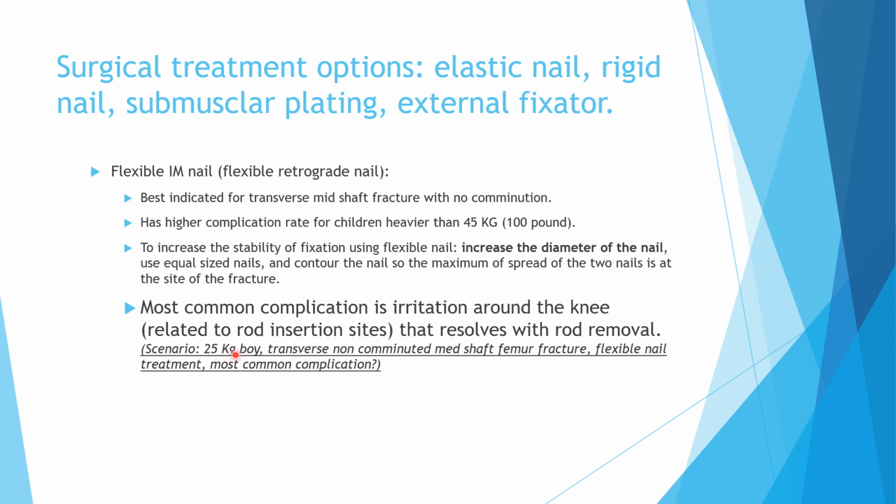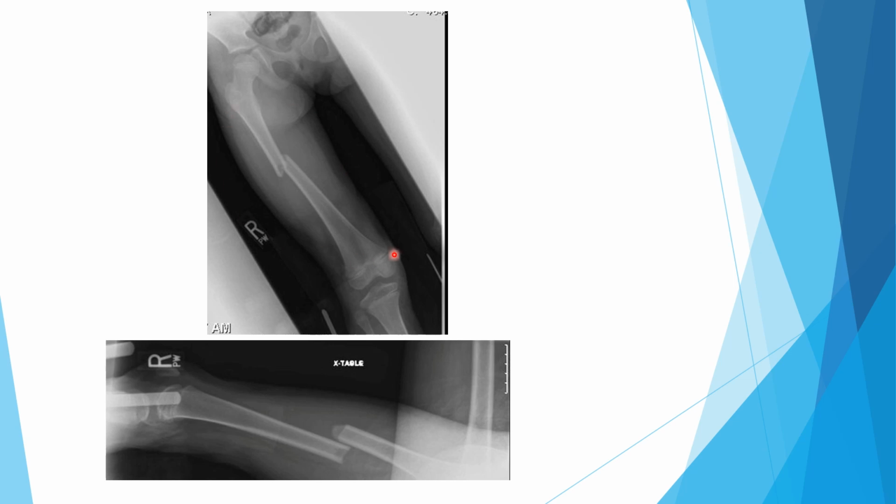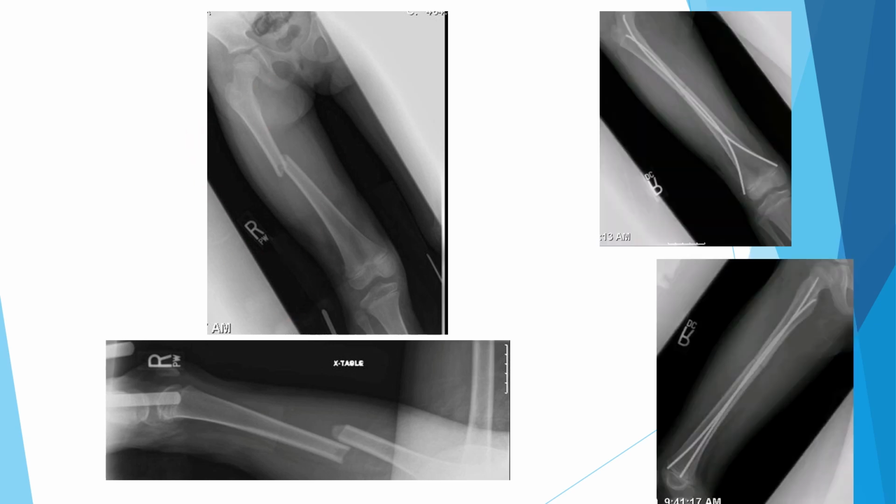So you may have a question, for example, a 25 kilogram kid was treated with flexible nail. What is the most common complication? What do you tell the family? The most common complication will be irritation around the knee from the ends of the rod that will resolve with rod removal. You can see here X-ray, mid-shaft, transverse fracture, a child less than 100 pounds. What is the method of treatment? It's flexible nail. You can get very good result, and it's a very small surgery. Usually you can do it in a relatively short time with very minimal bleeding.